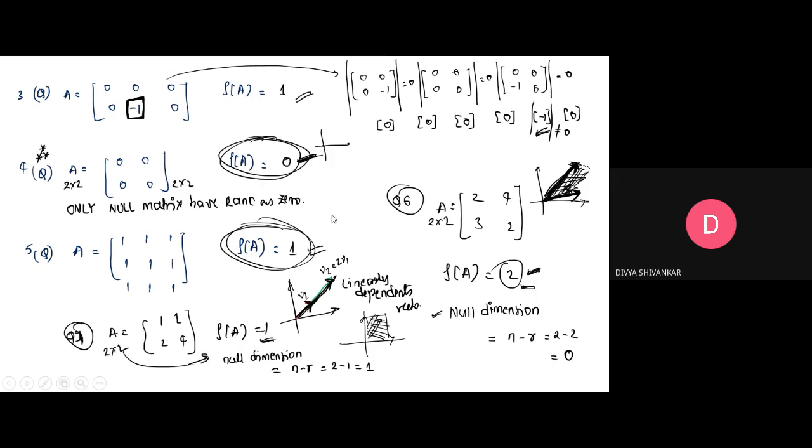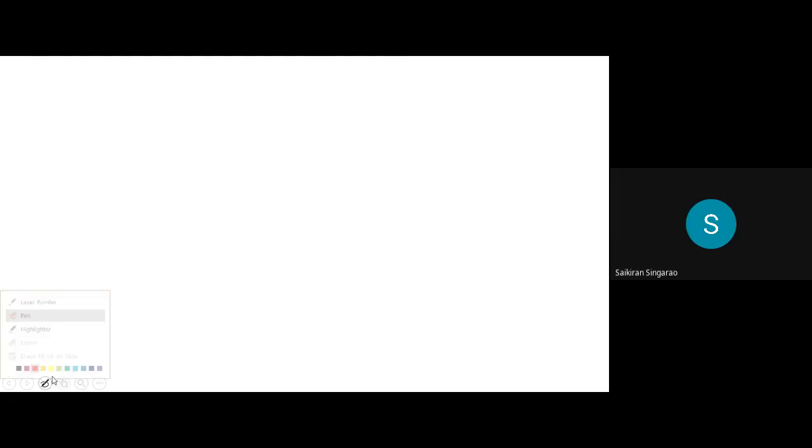Yes, sir. Very good. Awesome. So let me write a certain note. The note is very important properties. The first point is, if it's an m cross n matrix, then rank of A will be the same as rank of A transpose. When you take transpose, it will not change anything, sir.